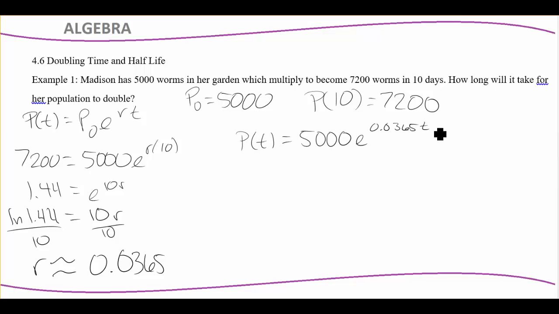Now, when is the population double? We know our initial value is 5,000, so double 5,000 is going to be 10,000. So we're going to be looking for what t is when we have 10,000 worms. So we're going to plug this in, 10,000 equals 5,000 e to the 0.0365t.